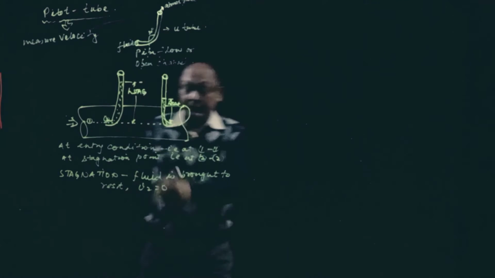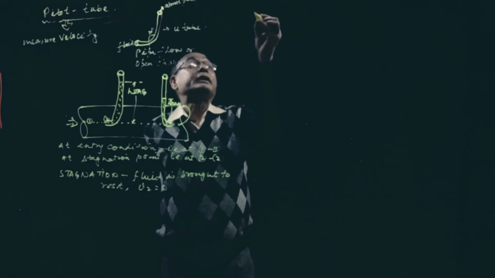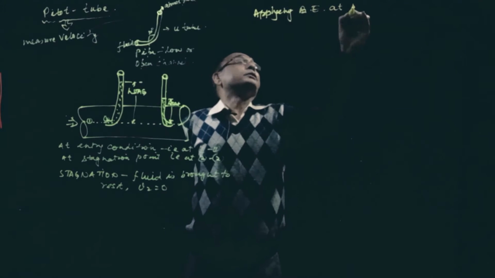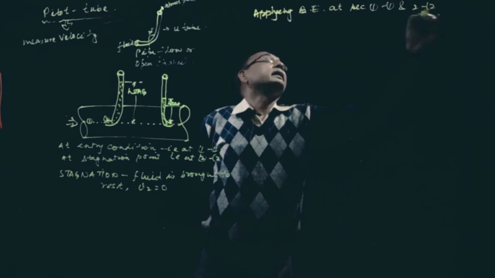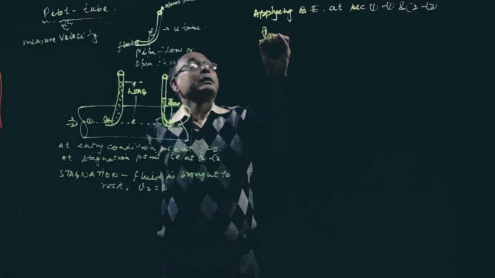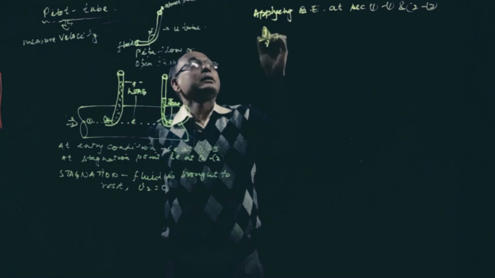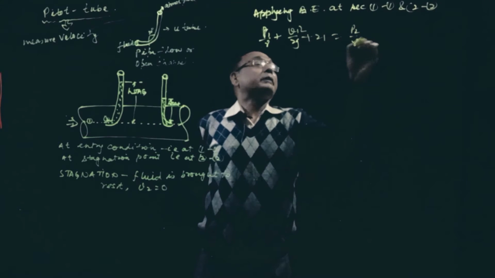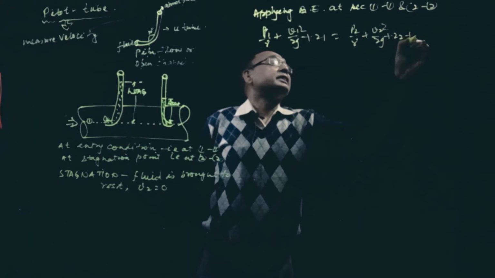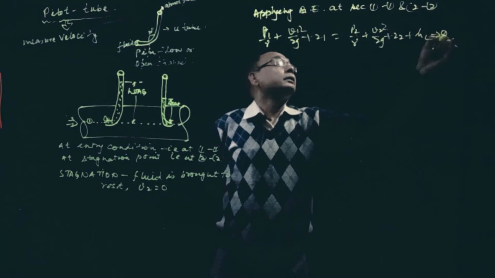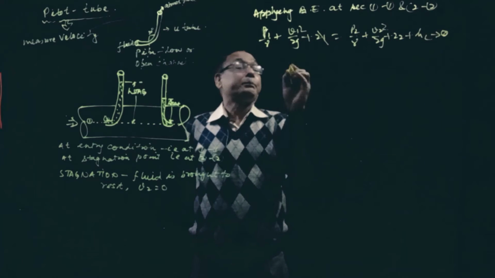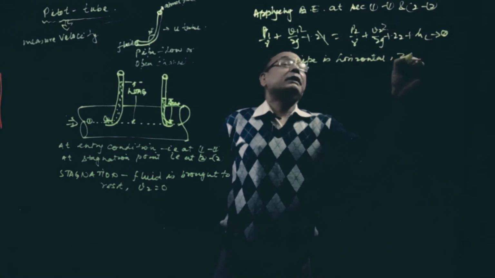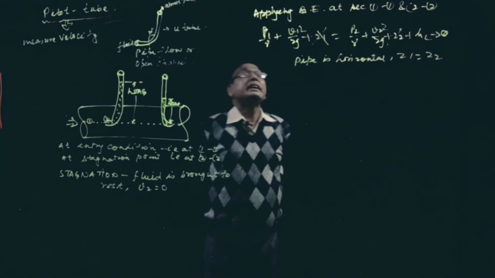Now applying this condition to the Bernoulli equation at section 1-1 and 2-2. Okay, then what will happen? See here, P1 by gamma plus V1 square by 2G plus Z1 is equal to P2 by gamma plus V2 square by 2G plus Z2 plus losses. Losses here we are ignoring, that is 0. Now since the pipe is horizontal, Z1 is equal to Z2, so Z1, Z2 will be cancelled out.